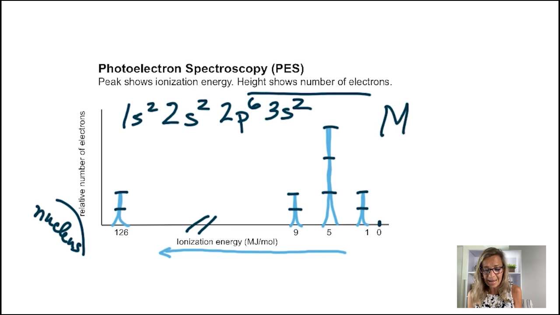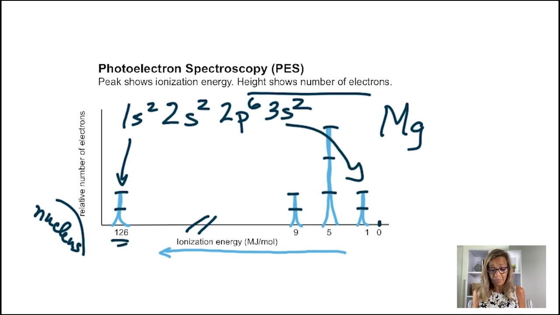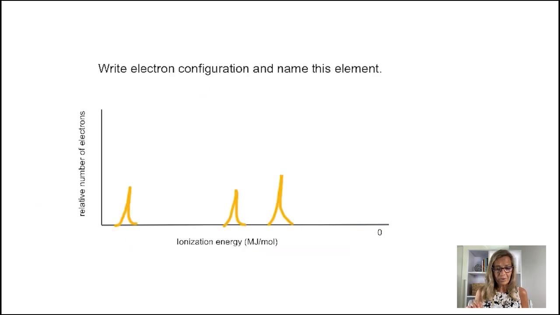This is magnesium. And we can see these are the ionization energies that it takes to remove each electron. How cool is that? Okay, so the guy closest to the nucleus required a lot of energy, and the electrons far from the nucleus required a small amount of energy. Let's do another one. Take a look at this guy.